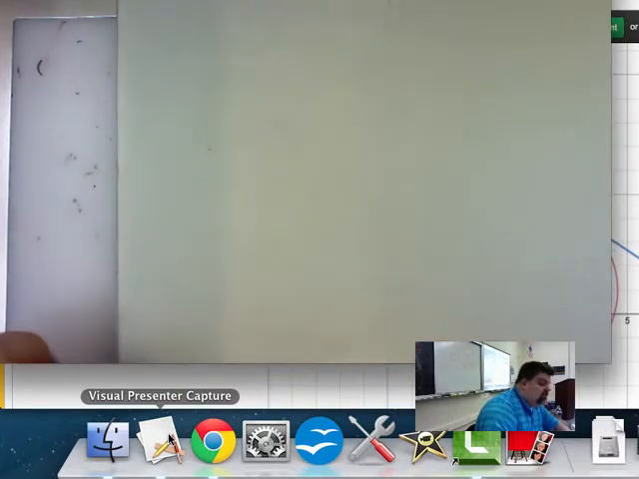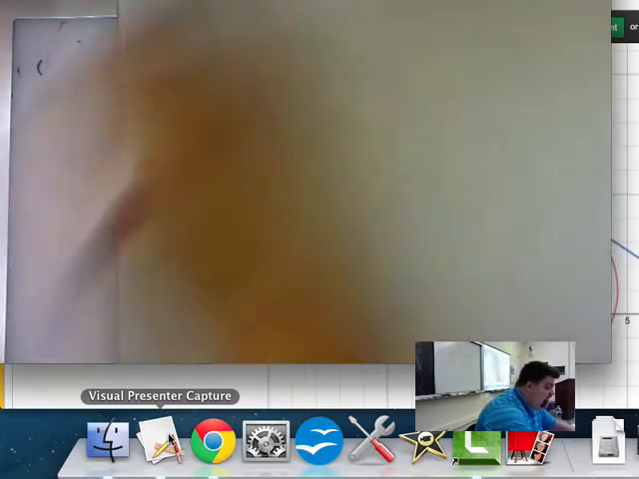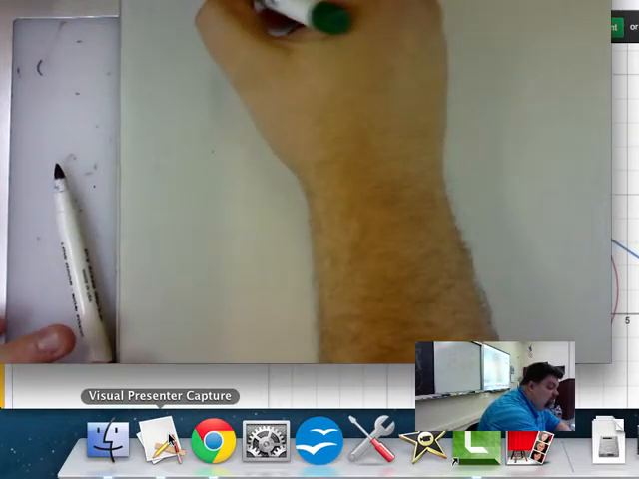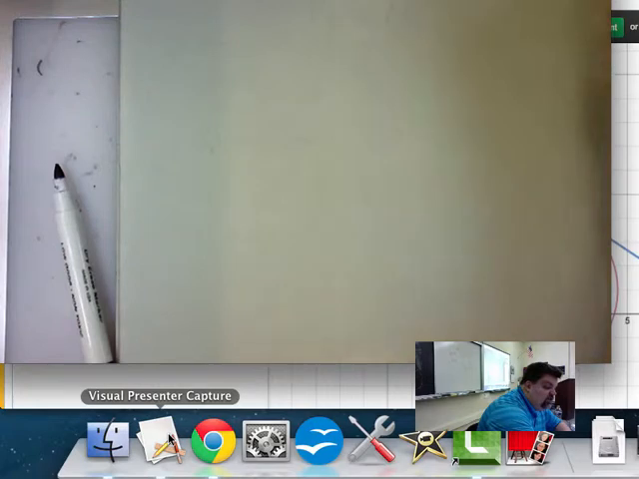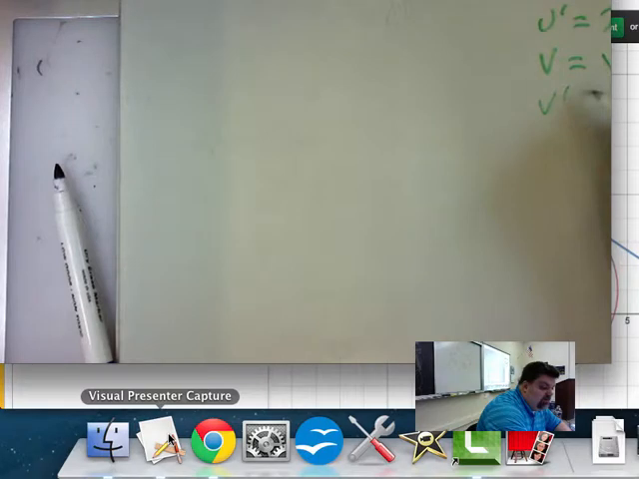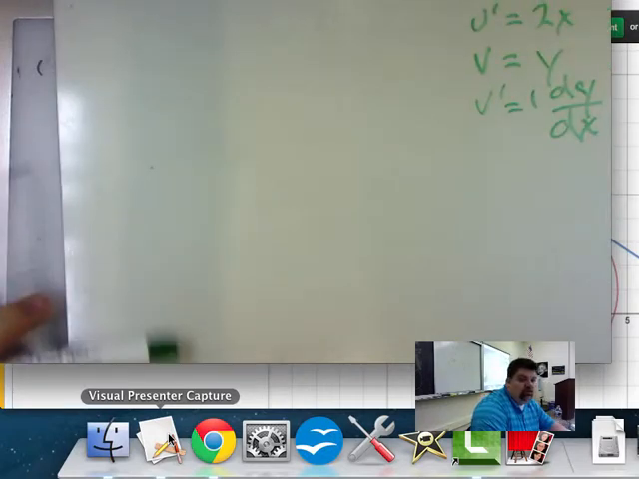So this is a product rule. Think of it like this. We'll say that this is u, v, and so I have u equals x squared, u prime then is 2x, v is going to be y, and then v prime is 1 dy dx. Okay?